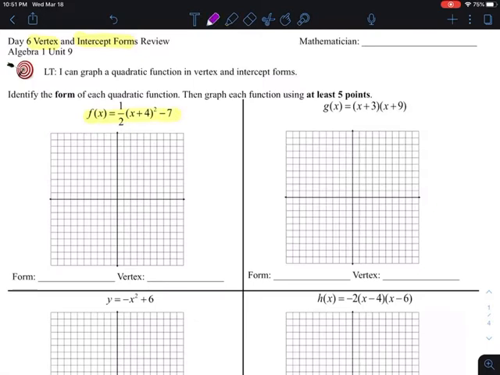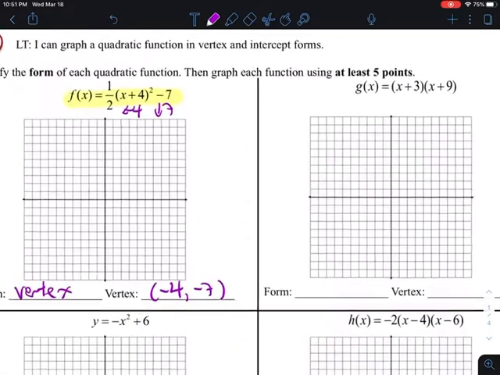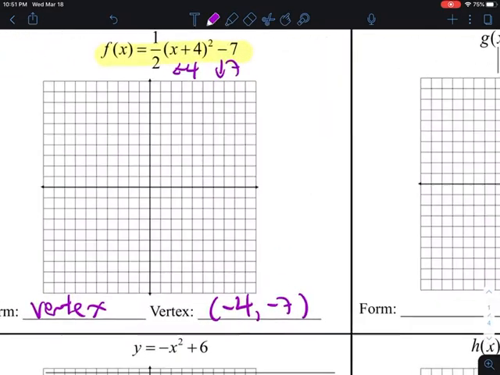1/2 (x + 4)² − 7. This is in vertex form. And because it's in vertex form, we can pretty easily find the vertex. We know we're shifted to the left 4 because it's plus 4 on the inside, and then down 7 because it's negative 7 on the outside. Okay, so we graph our vertex: 1, 2, 3, 4, negative 4, negative 7.